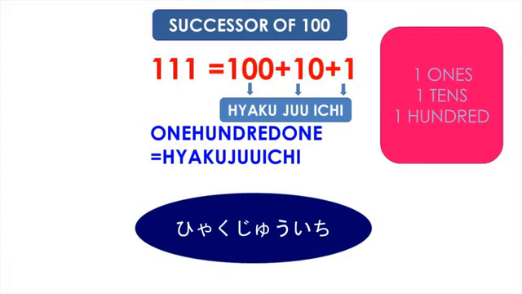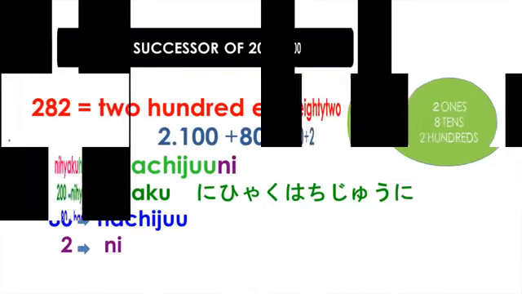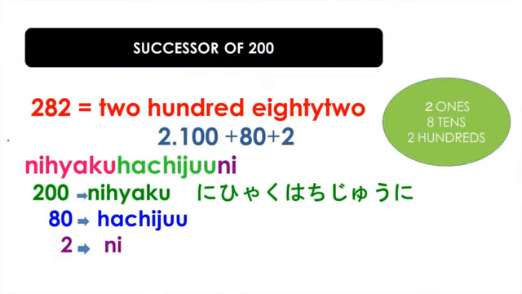Now try another number, that is 282. By the splitting method, 2 into 100 plus 80 plus 2. So at the ones place we have 2, at the tens place we have 80, and at the hundreds place we have 2. So the number will be Ni Hyaku Hachi Ju Ni.